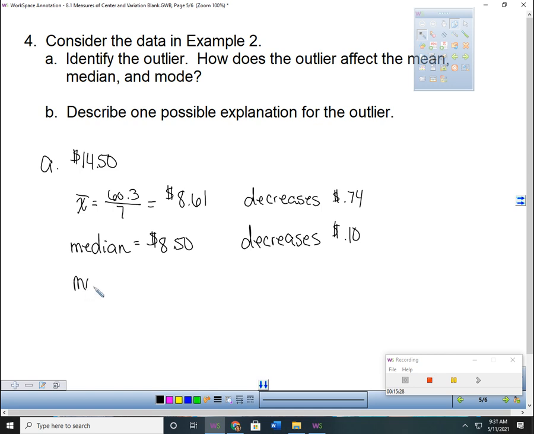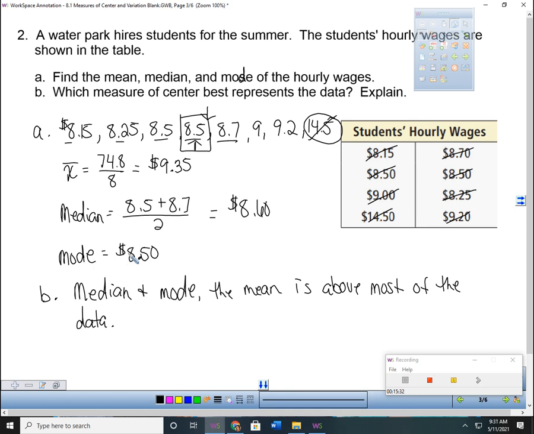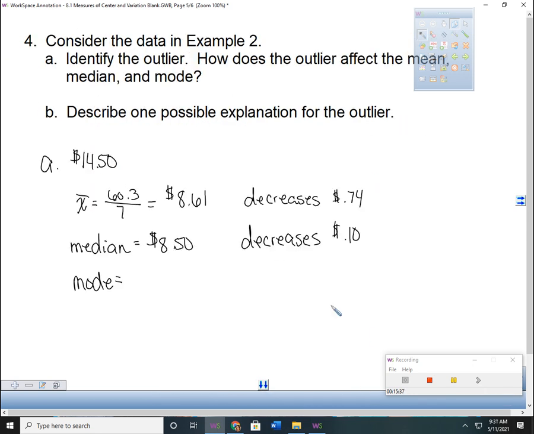And my mode, which was originally 850, is still 850. I still have 2 of those, so there's no change there.